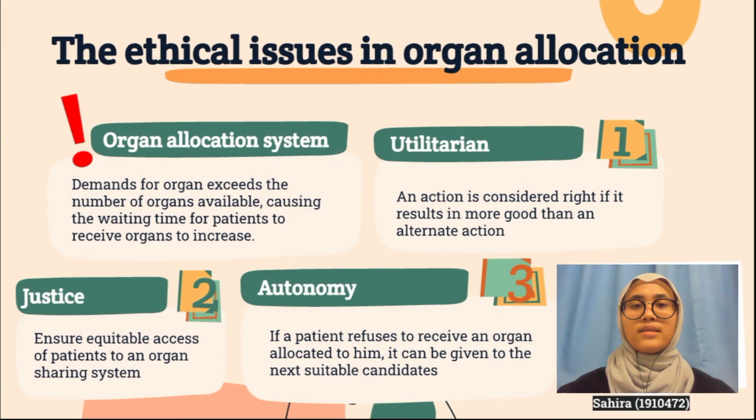As organs are a very scarce resource, a system is needed to allocate them based on three ethical principles. First, utilitarian. An action is considered right if it results in more good than an alternate action. Second, justice, which is to ensure equitable access of patients to an organ sharing system. And lastly, autonomy, which is when a patient refuses to receive an organ allocated to him, it can be given to the next suitable waiting candidate.